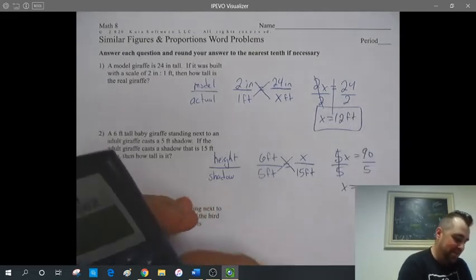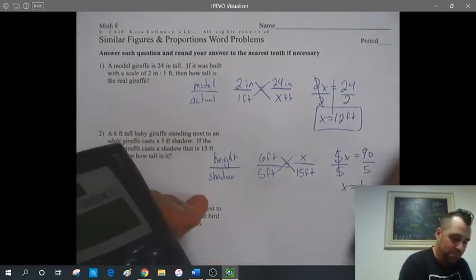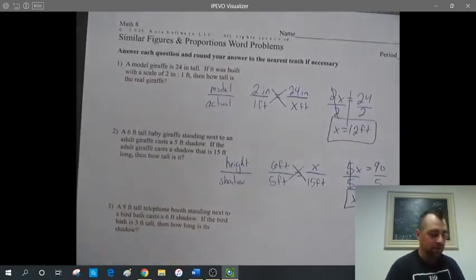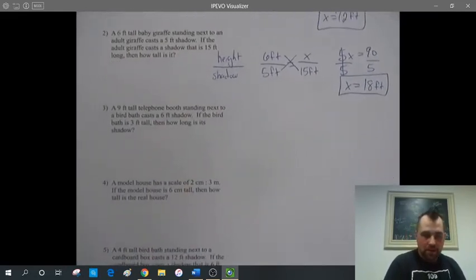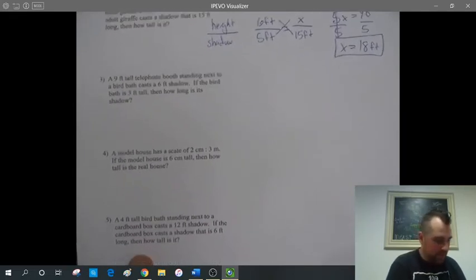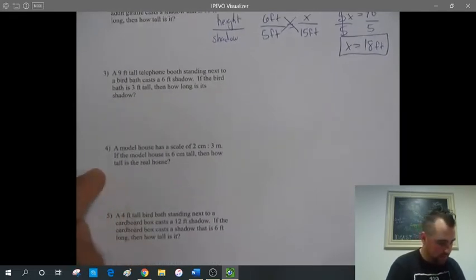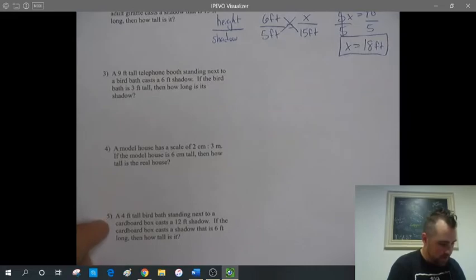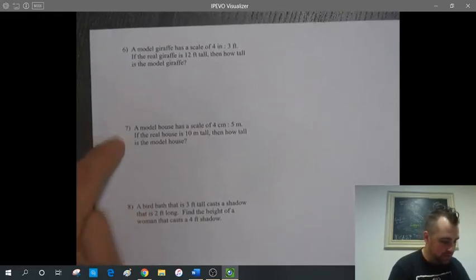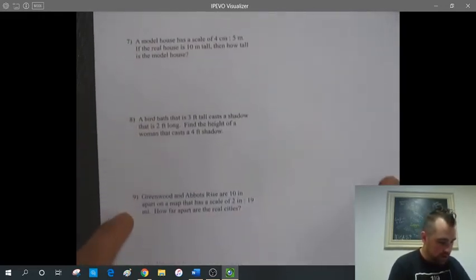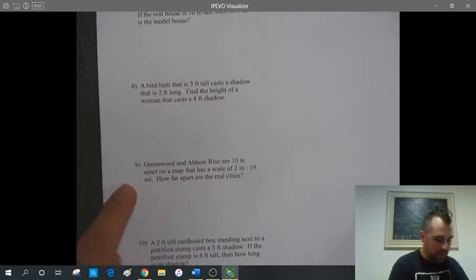Then divide by 5, and we get 18 feet here for this one. So the adult giraffe would be 18 feet tall here. Okay, let's see, another scale one there. Shadow question there. Let's see if there's any other type of questions in this. Scale, shadow. Oh, here's a map question.